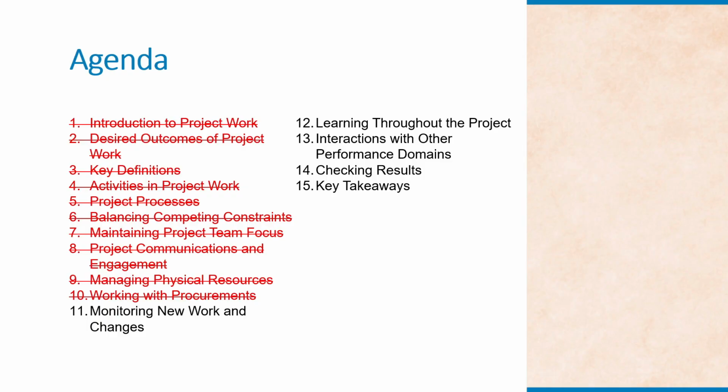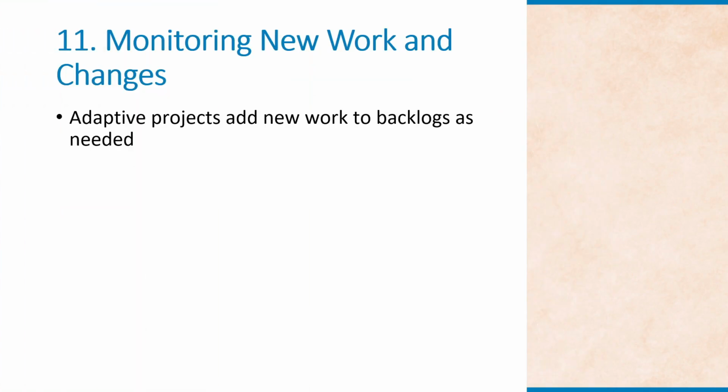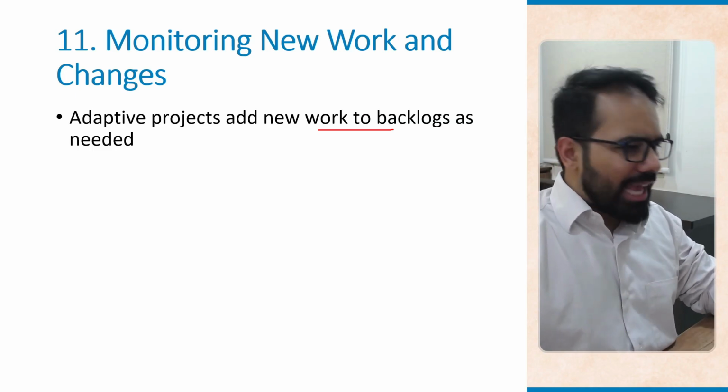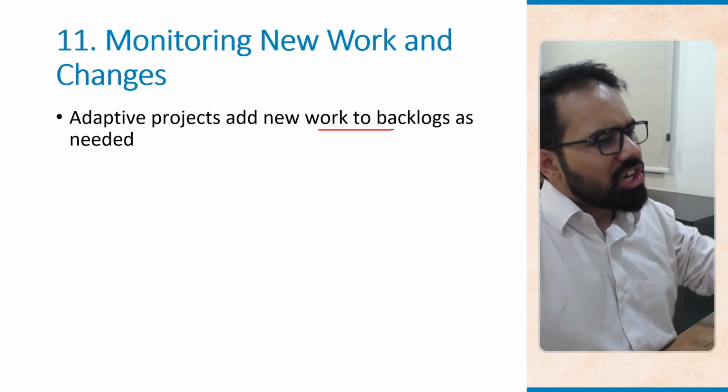Okay, so we have covered 10 topics. Let's start things off with our 11th topic, which is all about monitoring new work and changes. So, what does this mean? Adaptive projects add new work to backlogs as needed. So, as and when needed, new work will be added to the backlog. As an example, new wish list feature, right?